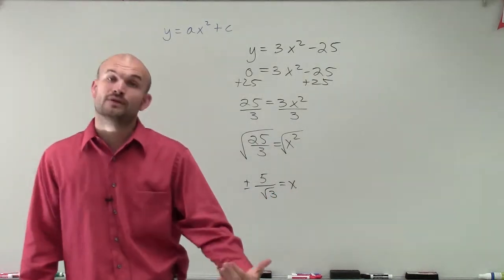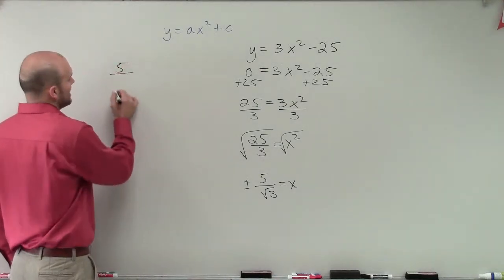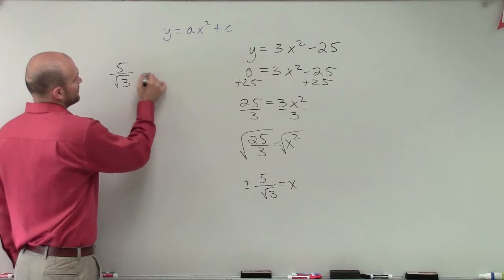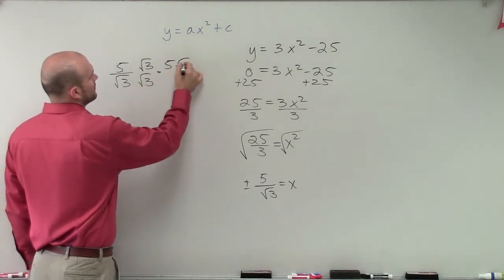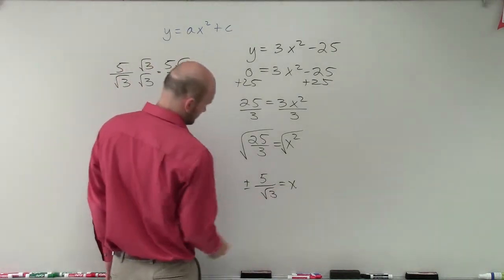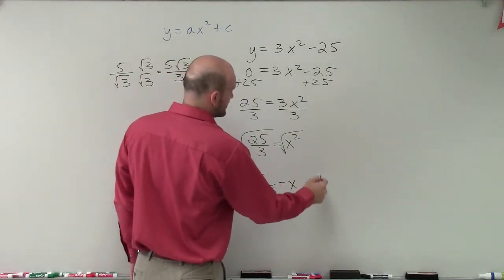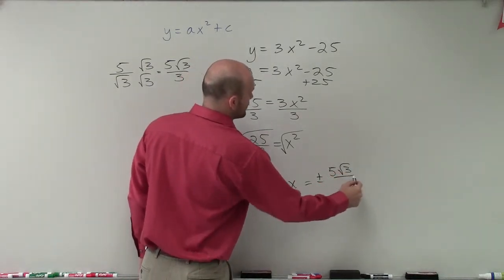All right, and then what we learn about square roots is we always want to make sure that we rationalize the denominators to simplify the answer, because we don't want to divide by an irrational number. So therefore, my final answer is going to equal plus or minus 5 square root of 3 over 3.